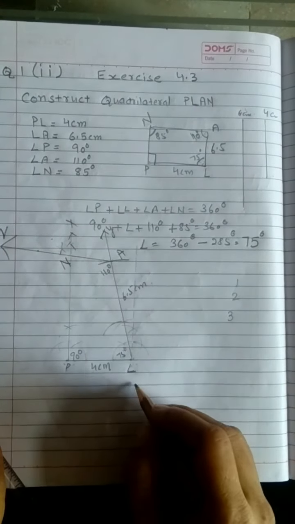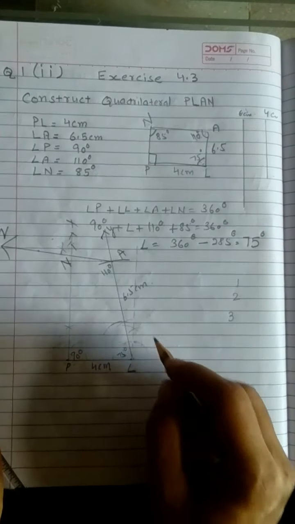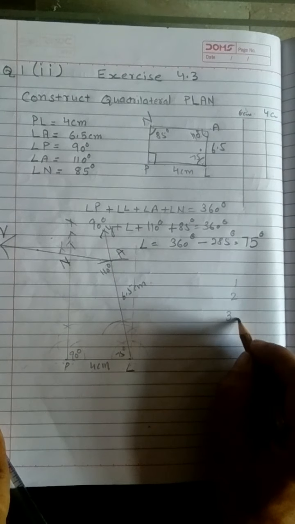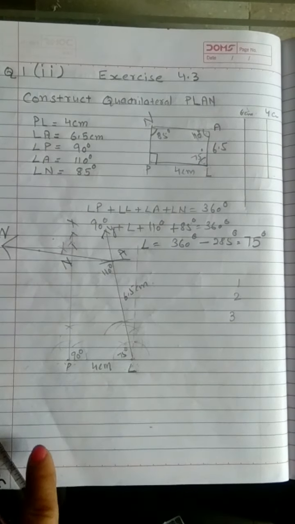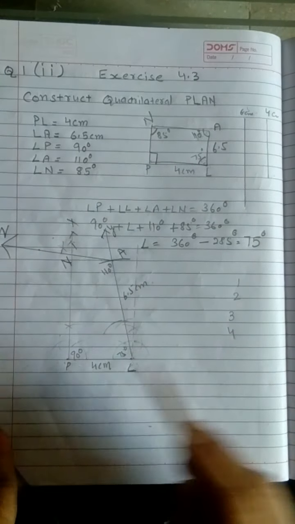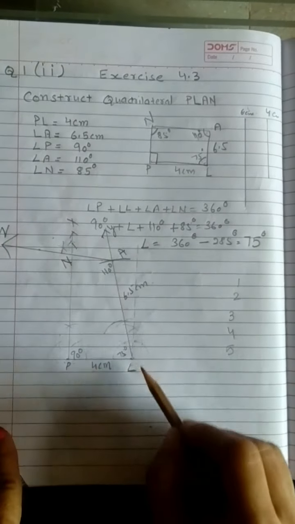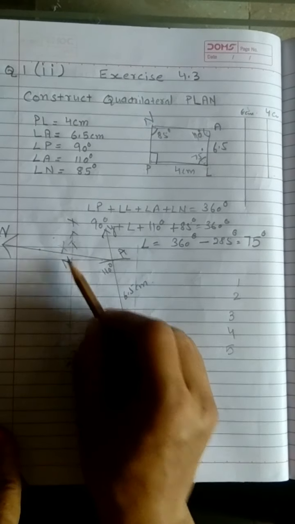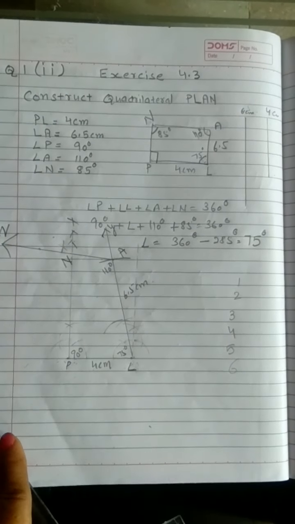Third step, make angle YLP 75 degree. Clear? Then fourth step, make angle ZAL 110 degree. Fifth step, where ray AZ and XP intersect, name that point N. And sixth step, PLAN is your required quadrilateral.